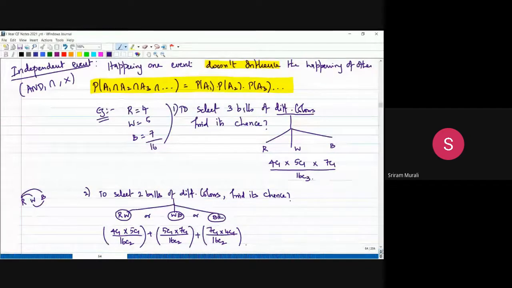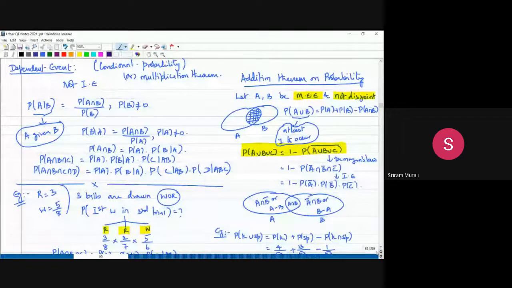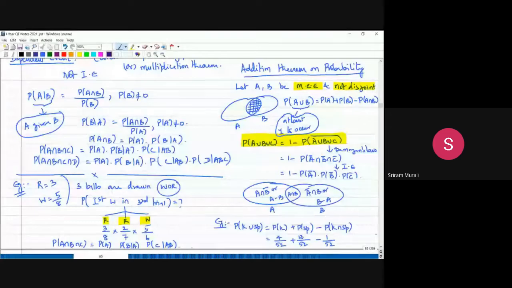In terms of color, in terms of balls, in terms of outcomes. Dependent events are obviously not independent, so there will be some relation between any trials. Then we learned the addition theorem on probability. Two sets are connected, but if they are mutually exclusive, they should be separated, meaning you should not allow the repetition, the intersection part.